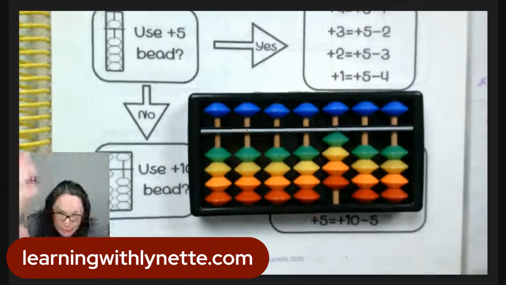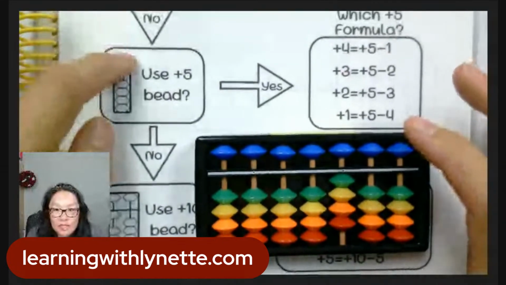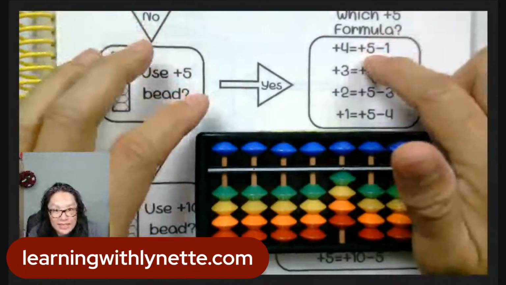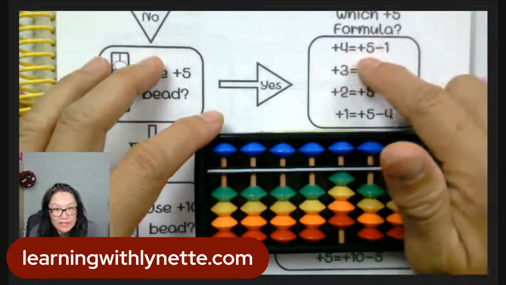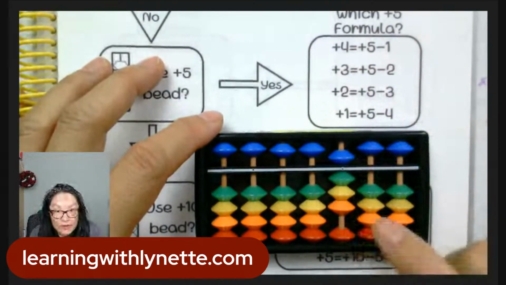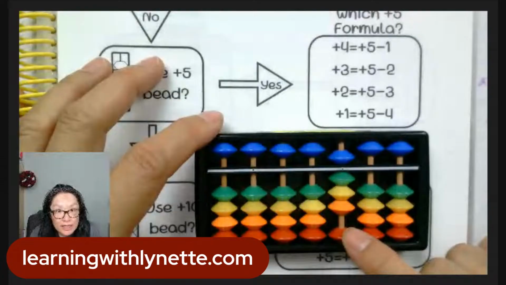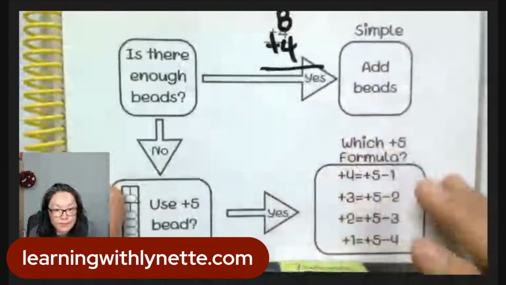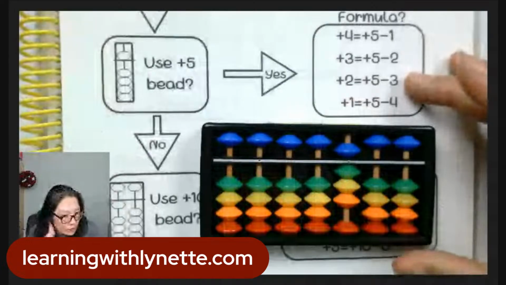Then the next question is, do I have enough to add the... Okay, I think I'm back. All right, so the question is, can I use the 5? Yes, I can. So here it gives me the directions: plus the 5 minus the 1. So I'm going to plus the 5 and take away the 1. My final answer is 8. The question was 4 plus 4, right? Make sense? Cool.